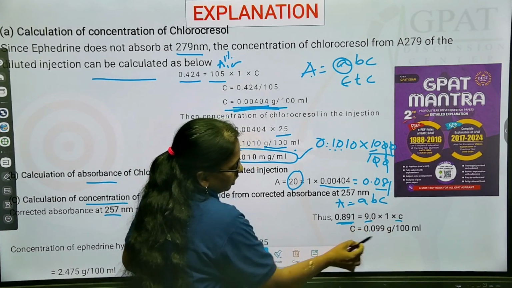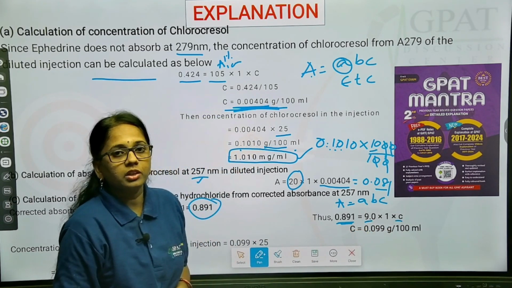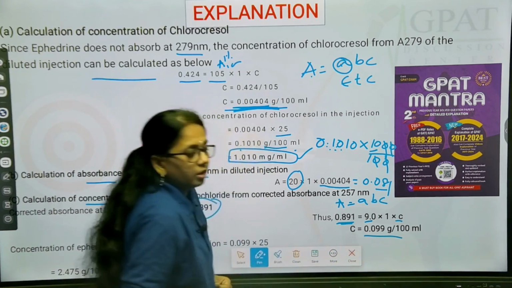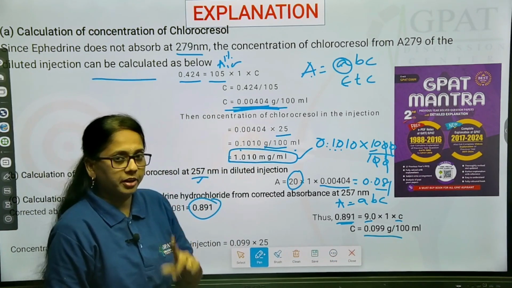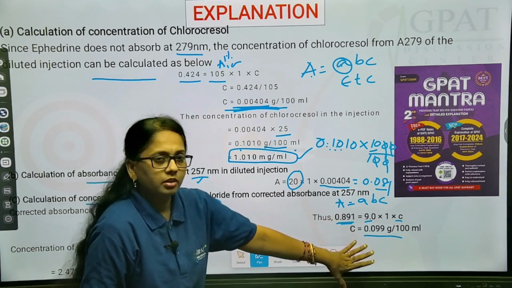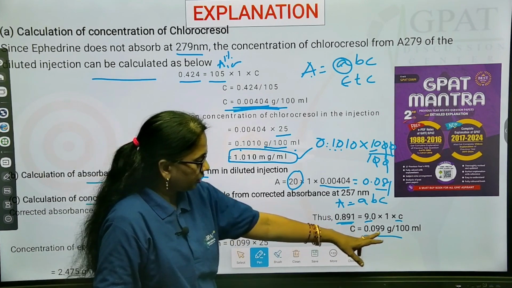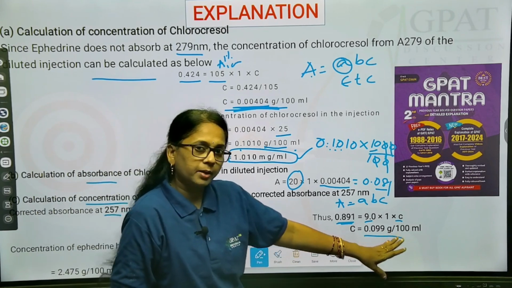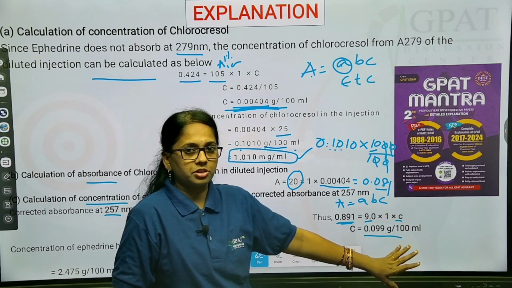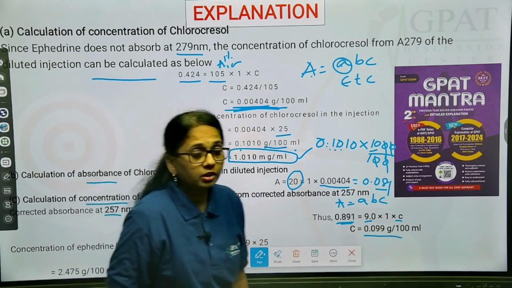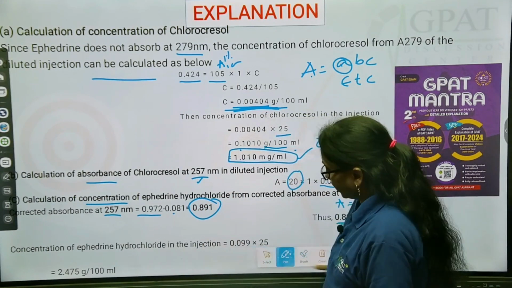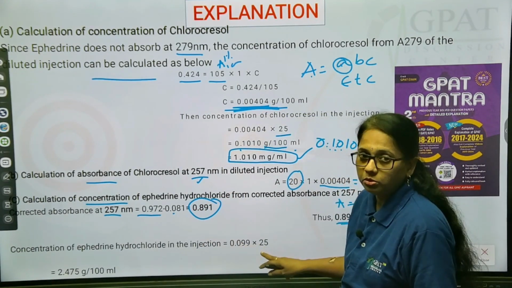So from this you can calculate the concentration of the ephedrine at 257, that is 0.099 gram per 100 ml. Okay. So this is the final calculation, but what they have asked in injection, this is the gram per 100 ml total concentration, but we need to calculate for the 1 in 25 ml. Okay. So thereby you are going to calculate 0.099 into 25.